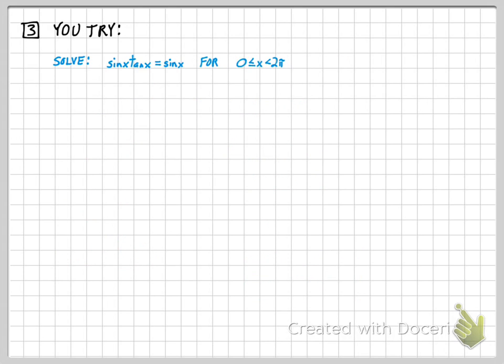Alright, here's a U-try. It's actually a lot like the first one. Take a couple minutes, think about the appropriate way to factor and solve this, and give your answers in the 0 to 2 pi window.